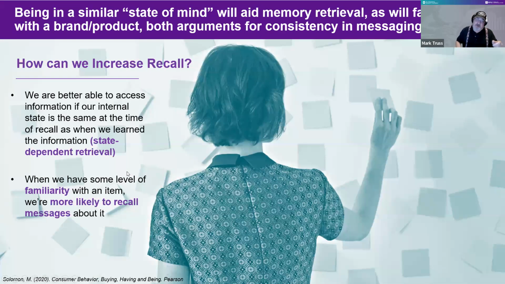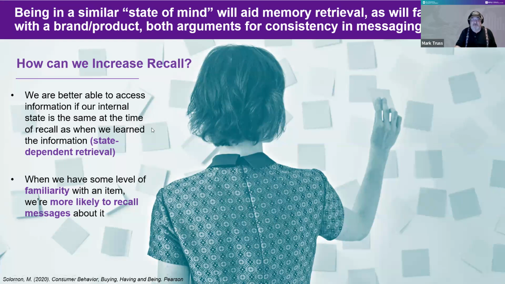How can we increase recall? We're better able to recall information if our internal state is the same at the time of recall as when we learn the information. So if we're feeling the same way when we're trying to recall it, the likelihood we're going to recall it is higher. And that must assume that when memories get stored, the emotions that are associated with them get stored at the same time, right?